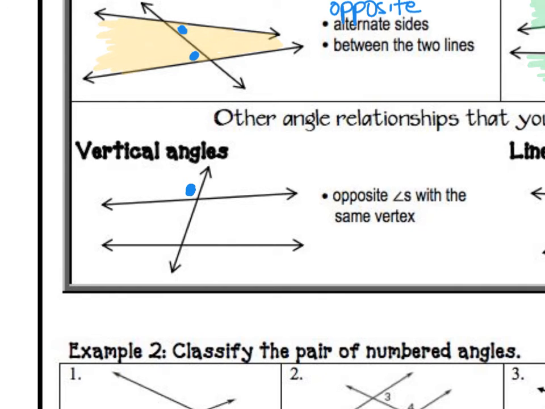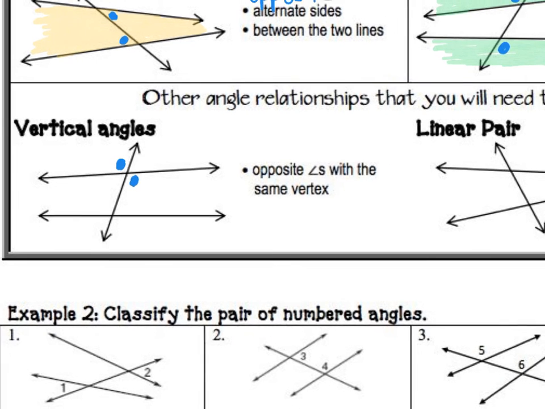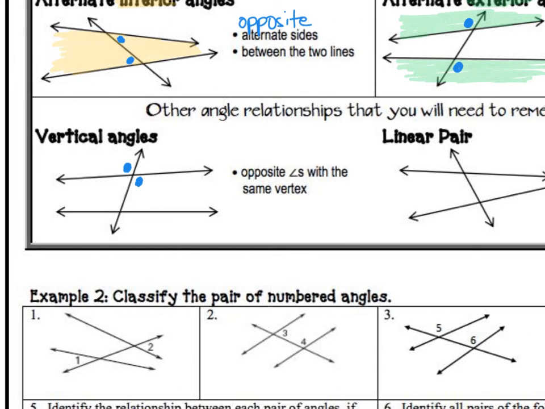You have 3 more pairs of vertical angles in this diagram because there's 2 groups of 4. But that's one that you could have. And a linear pair, as you know, is when they're adjacent, so side by side, and they make a straight line, so they're on a line together. So linear pair could be something like these 2 that are side by side on a line.